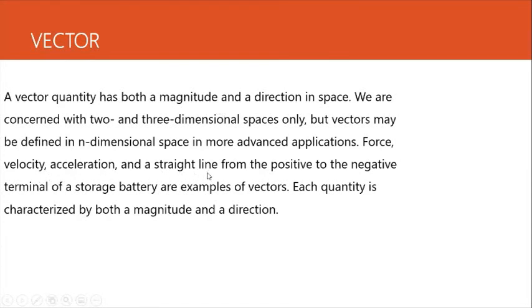Then a straight line from the positive to the negative terminal of a storage battery is an example of a vector. For example, meron tayong straight line also, then it goes from the positive to the negative terminal of a storage battery. Example na din yun ng vectors kasi meron din siyang direction and magnitude in space. Okay? Each quantity is characterized by both magnitude and direction. Okay? Katulad ng velocity, meron siyang magnitude.